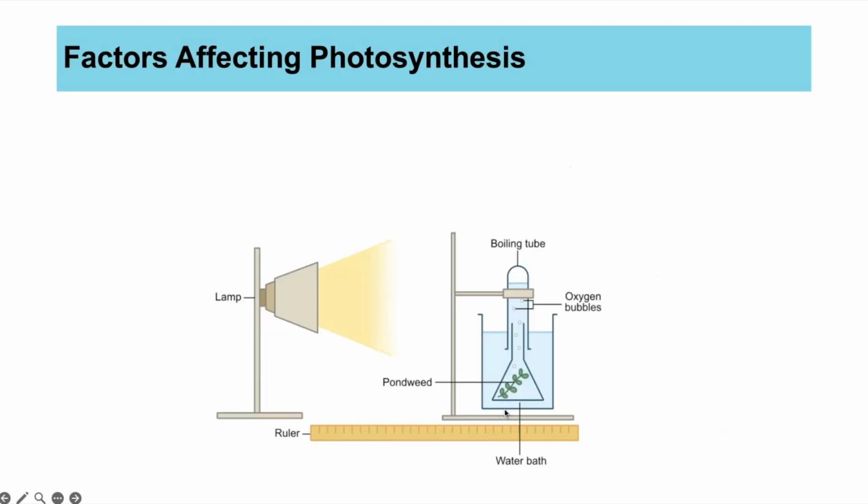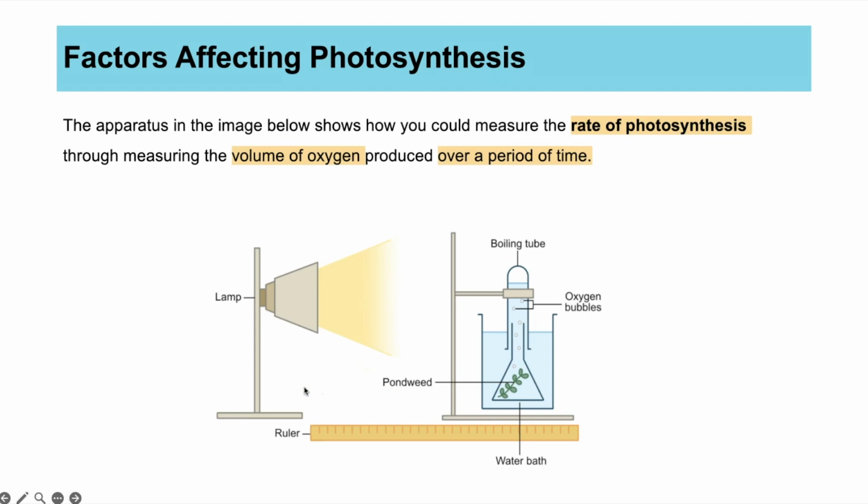Now, this is one of the required practicals, looking at how factors affect photosynthesis. But in this video, I'm just going through the theory, but this is just to point out that you can use this apparatus below to go through how to measure the rate of photosynthesis is affected by different variables.